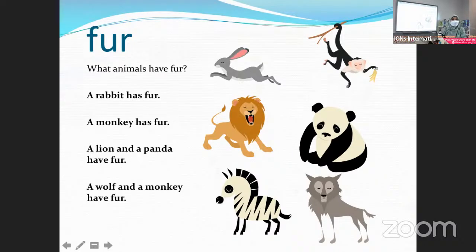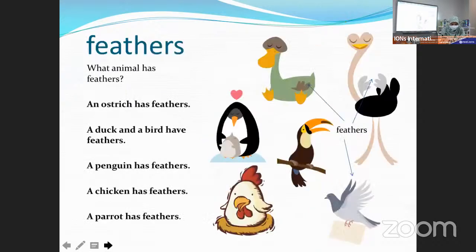How about this one? What is it called? The black and white. It's a zebra. Yes, if you touch a zebra, it feels like you touch hair, all over the body. We call it fur. So how about this panda? Yes, it has a fur. The next one.